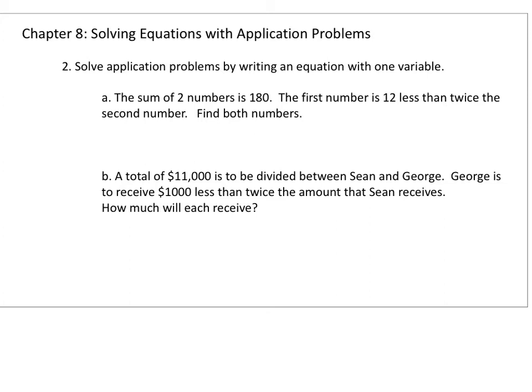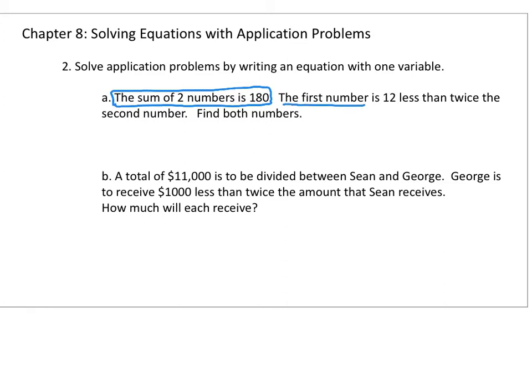Okay, so let's try problem 2A. The sum of two numbers is 180. Now, this is a really important statement right here because it tells us generally what's happening in the problem. We have two numbers. I don't know either number yet, because I haven't read the rest of the problem. But I know that when I add them together, I'm going to get 180. Now, it's telling me about the first number.